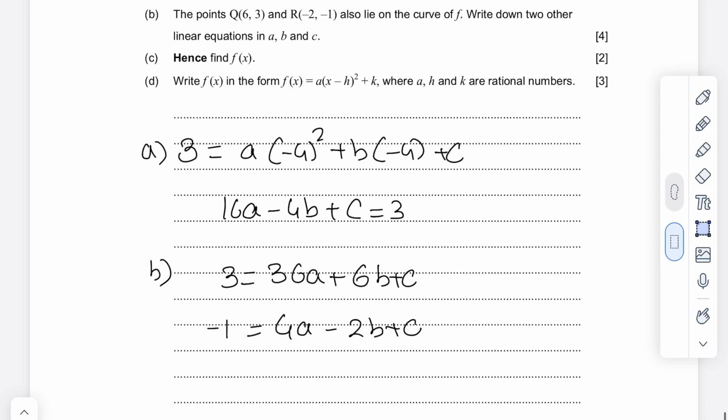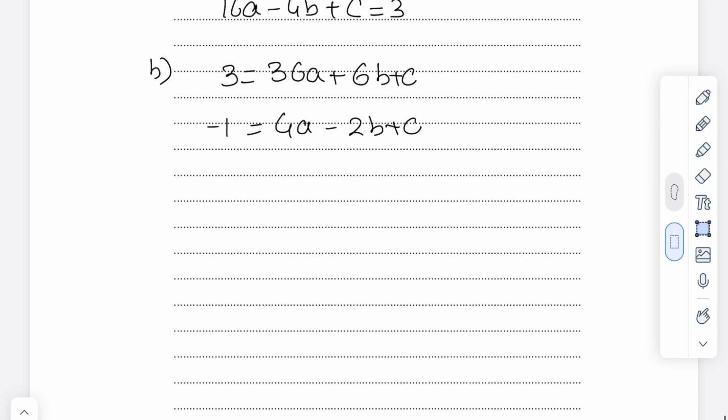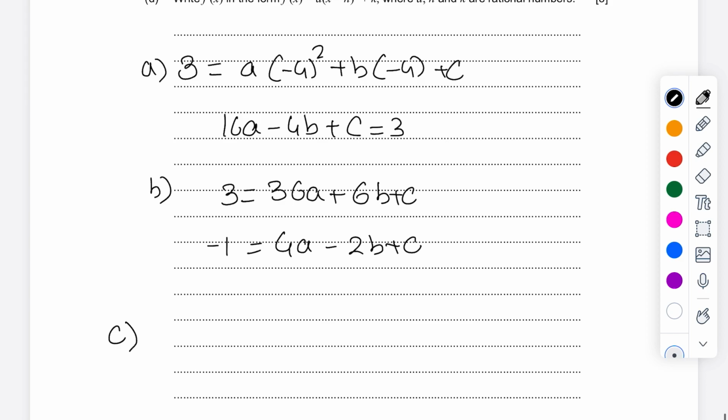Coming to part C, we have to find f of x. So we can solve these equations by using GDC. So I'm going to get the values of a as 0.25, b value I'll be getting as negative 0.5, and c value I'll be getting as 3. From here I get the function f of x equals 0.25x square minus 0.5x minus 3.